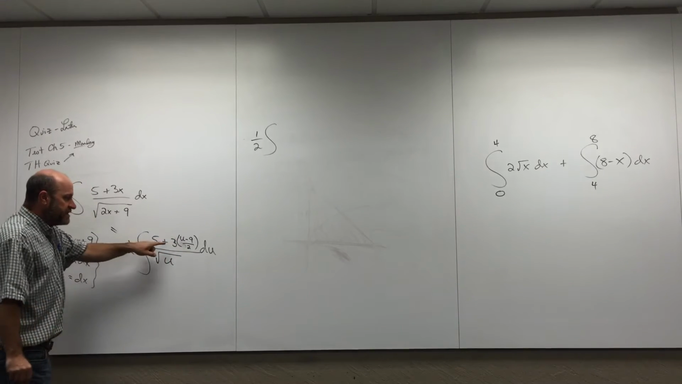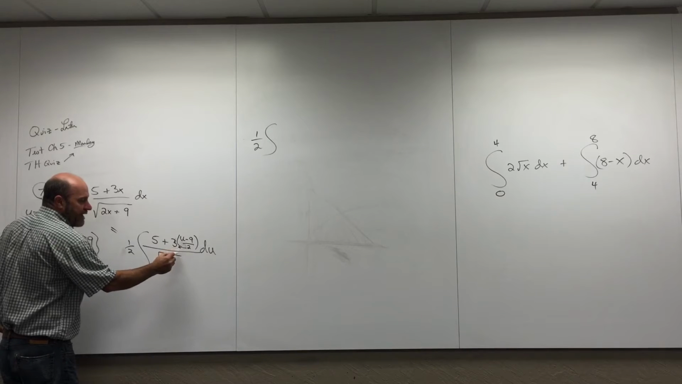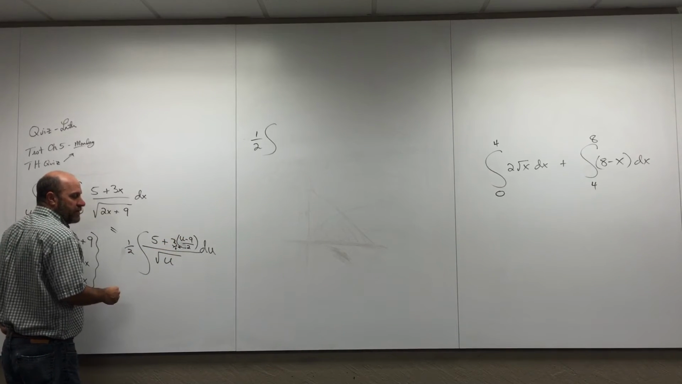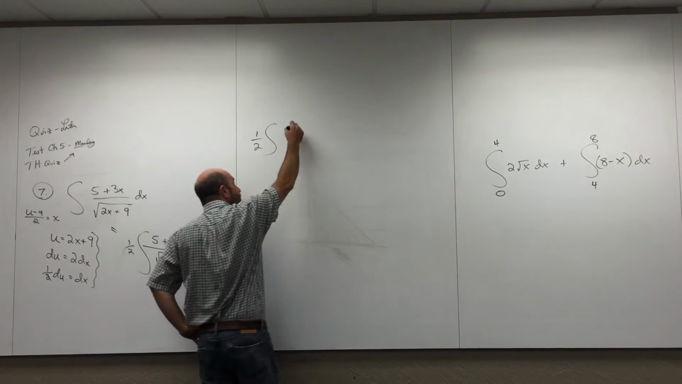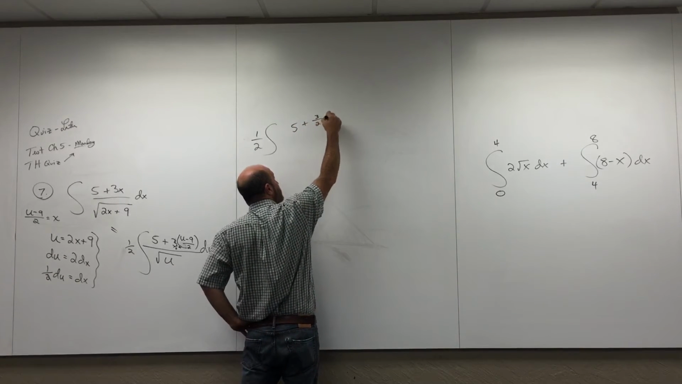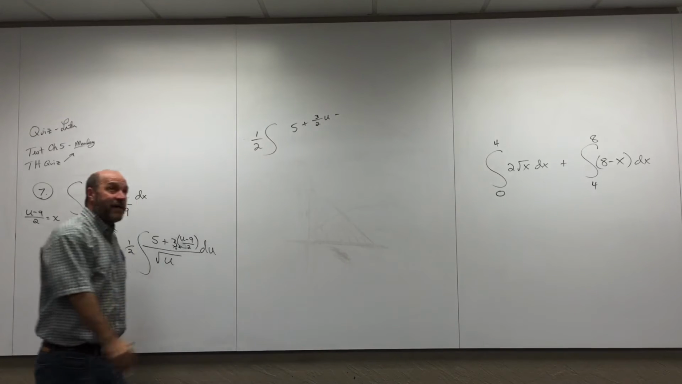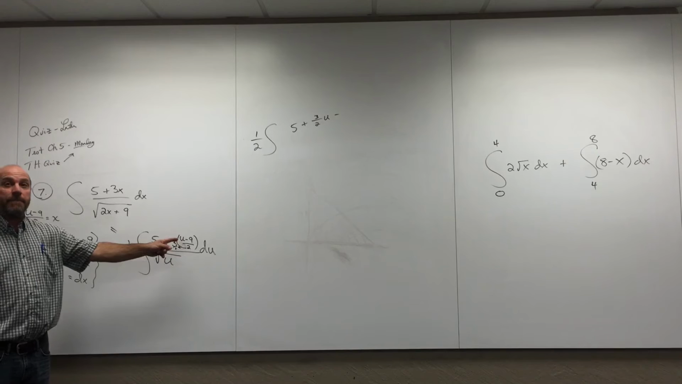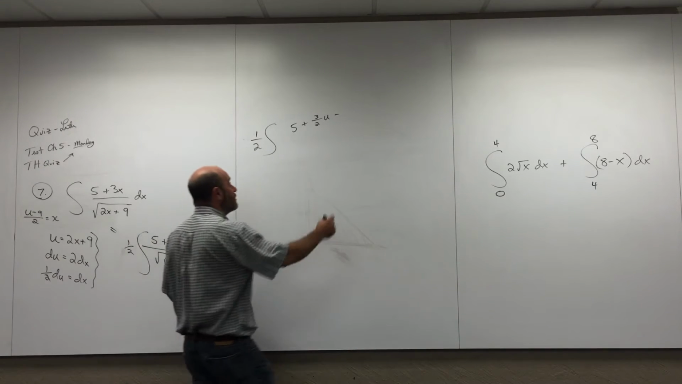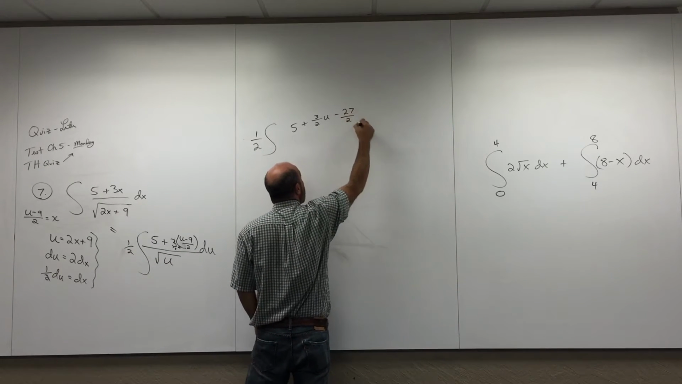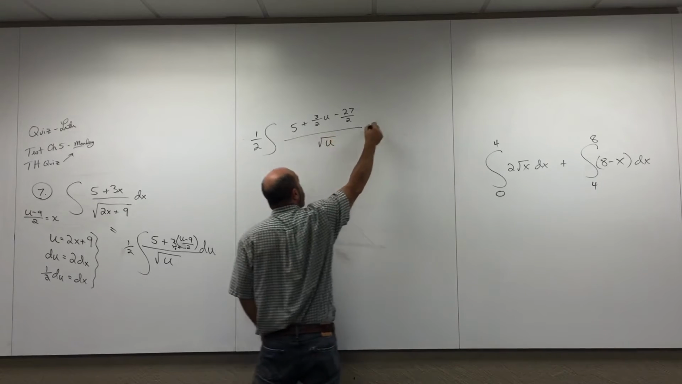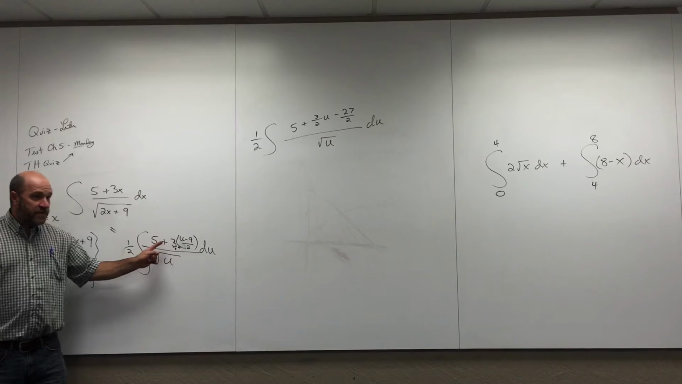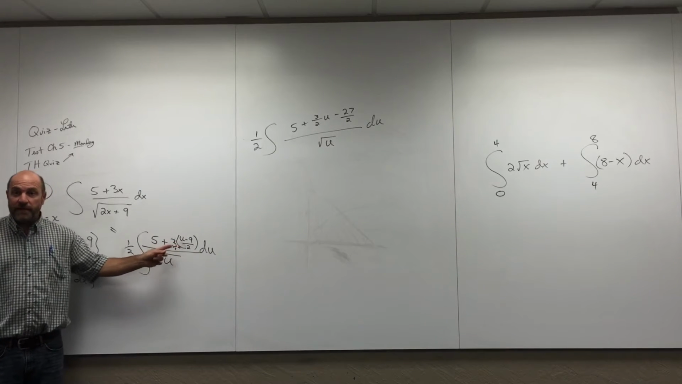And my suggestion is, I'd sort of pull this 2 out right here. I think of it as a 3 halves times the u and times the 9. Is that okay with you? So I have 5 plus 3 halves times the u. And what is 3 halves times the 9? Maybe 27 halves. Negative 27 halves. So now it looks like that. And I did my algebra my way there, if you can follow me.